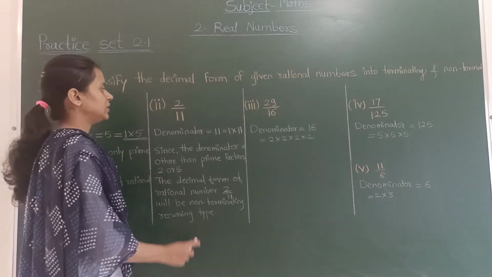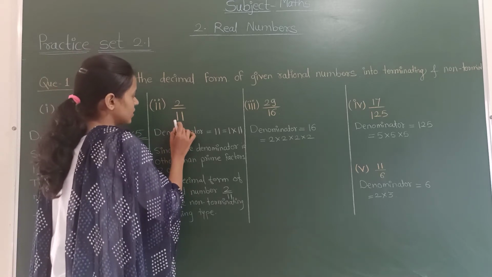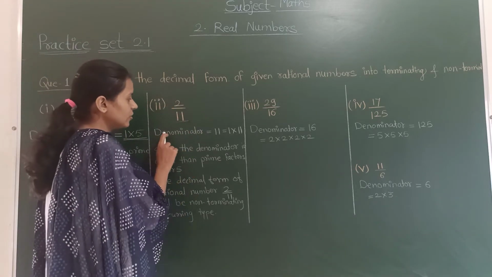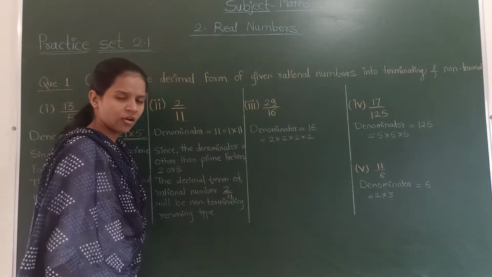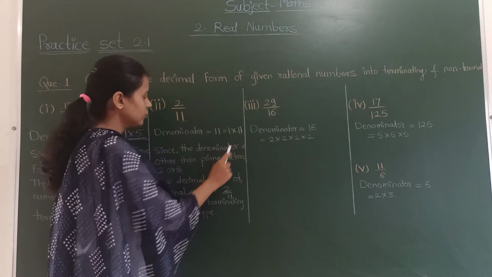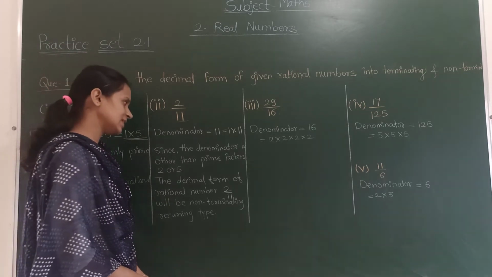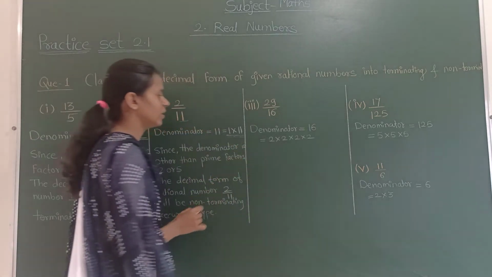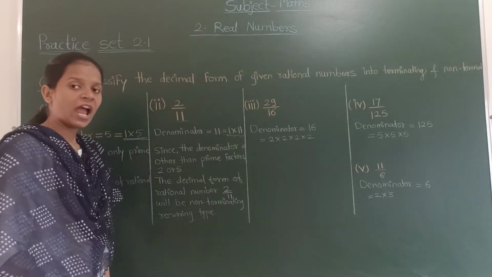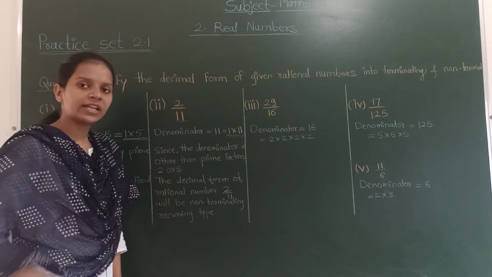We will see the second example. It is 2 upon 11. Now here you can see the denominator is 11. So what we have to do is, we have to factorize the denominator. How we will do that? 11 is 11 into 1. If we factorize this denominator 11, then it will come as 11 into 1, since the denominator has prime factors other than 2 or 5. You can see here the factors are 1 into 11. These are prime factors but other than 2 and 5, and if the prime factors are other than 2 and 5, then it will be of non-terminating recurring type.